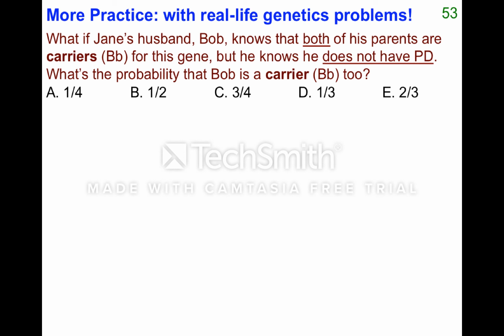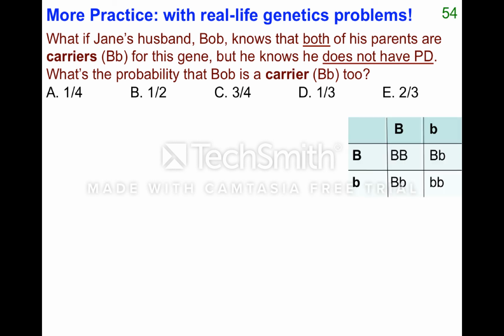Okay, so in terms of background for Bob, we know that both of his parents are carriers, meaning that they have big B, small b. And he knows for sure that he doesn't have Parkinson's disease. He's old enough to have shown some signs if he had it. So the probability that Bob is a carrier is still something we need to know, to understand what's happening with Jane and Bob's potential offspring.